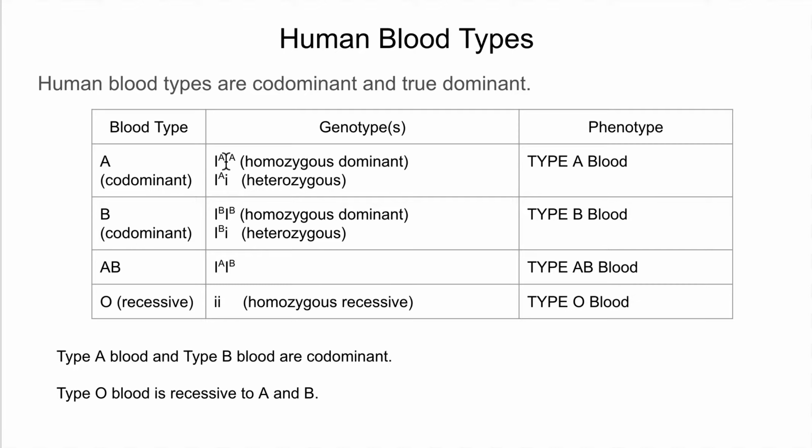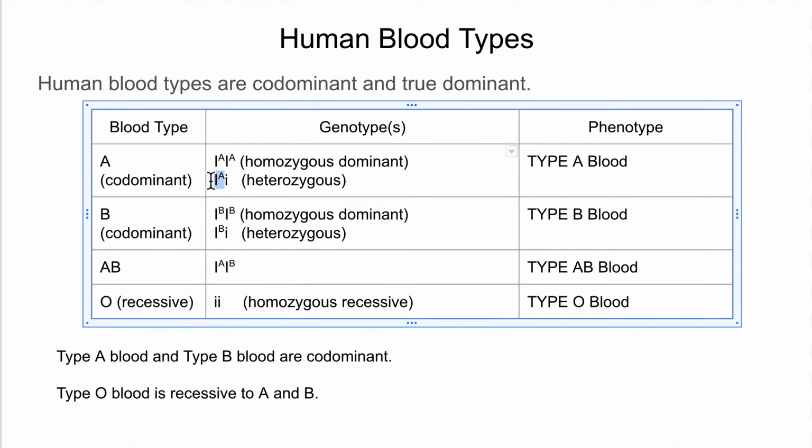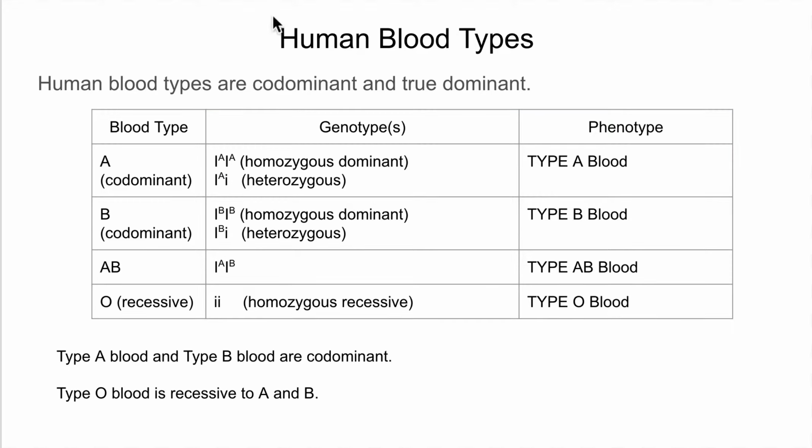So in my genotypes for type A blood, I could have big I A, I A, that would be homozygous, right? Because big I is the same as big I A. Or I could have heterozygous. I have the dominant version and I have the recessive version. So I have type A blood right here, and then I have type O blood, the recessive version, right here. Well, in both cases here, I'm going to have type A blood. That would be my phenotype.